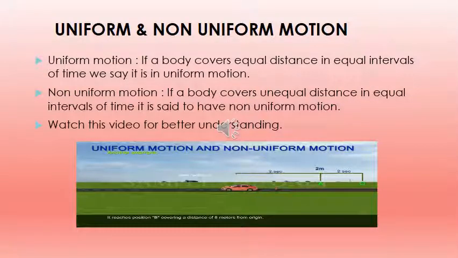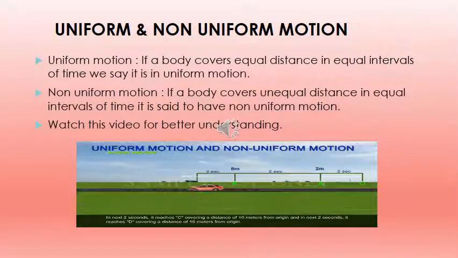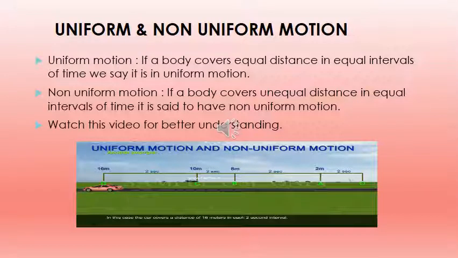It reaches position B covering a distance of 8 meters from origin, and in the next 2 seconds it reaches C covering a distance of 10 meters from origin, and in the next 2 seconds it reaches D covering a distance of 16 meters from origin. In this case, the car covers unequal distances in each 2-second interval.